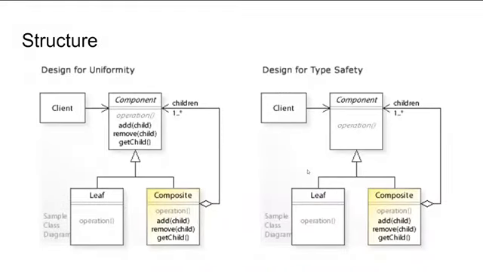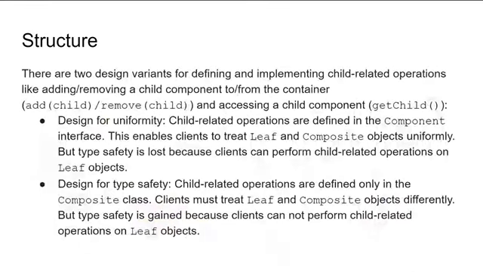Let's take a look at these UML class diagrams for a while. So there are two design variants for defining and implementing child-related operations like adding or removing a child component to or from the container, add child or remove child, and accessing a child component, which is getChild for example. The first one is designed for uniformity.